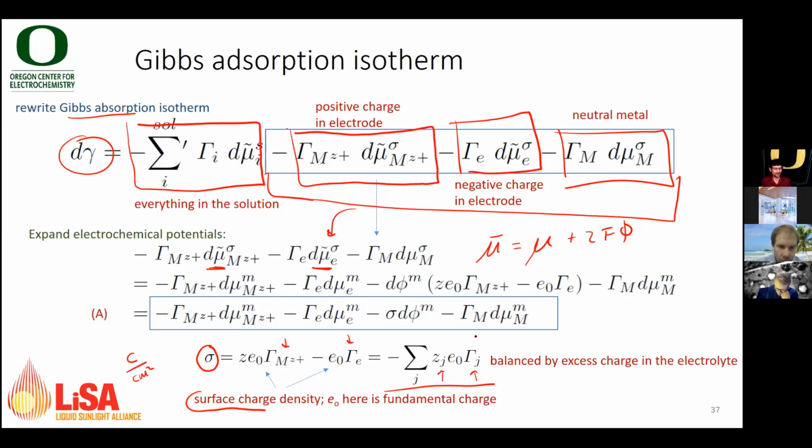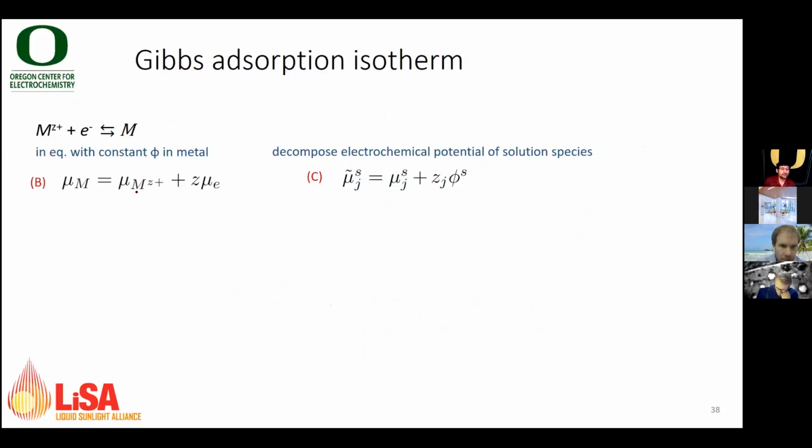Okay, so that's the sum of the charge in the double layer, basically. So that's to balance the electronic charge. So we get this sigma term, and we make use of a couple more features of the electrochemical potential, which is, again, very central to all this.